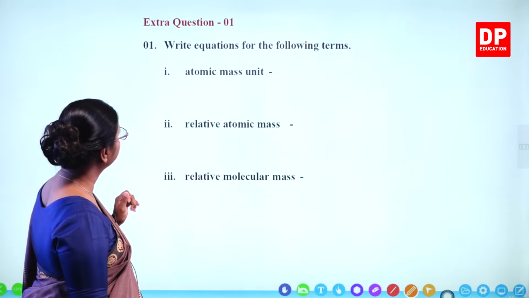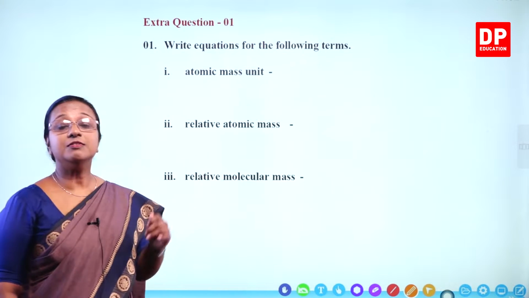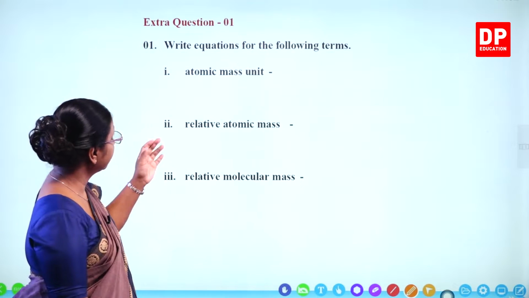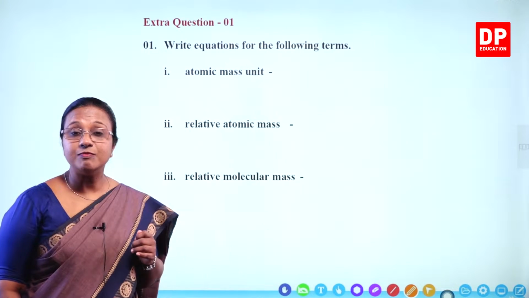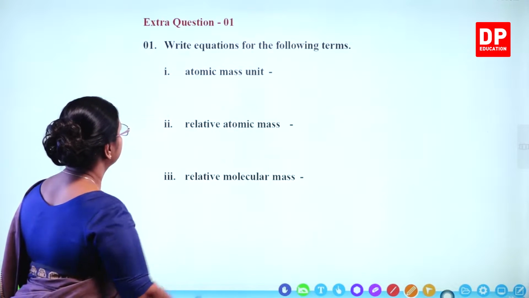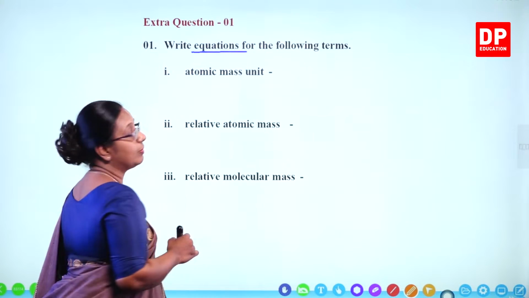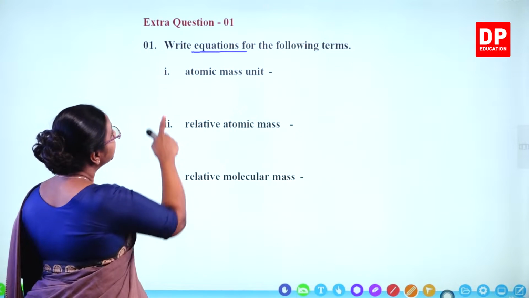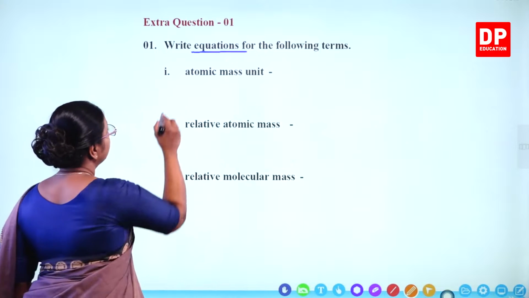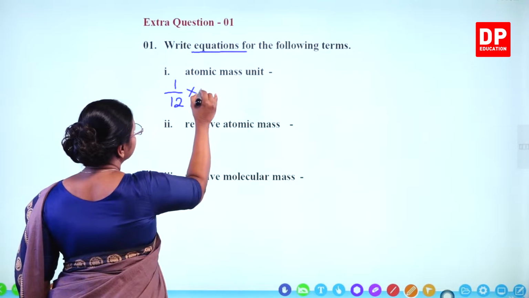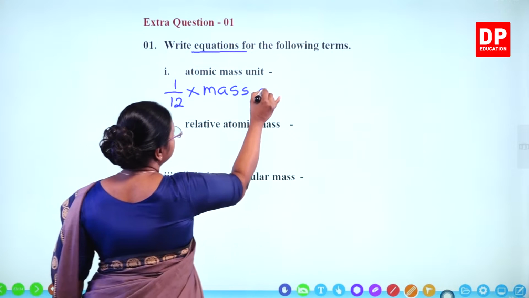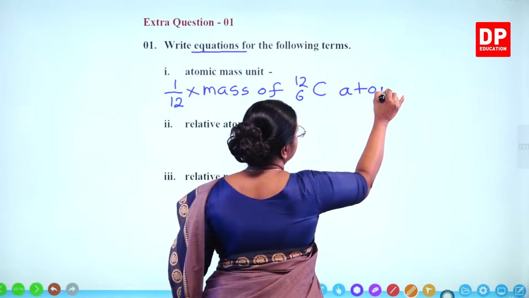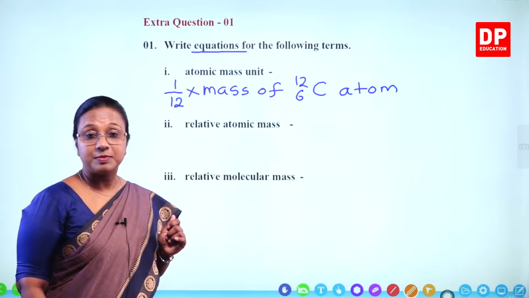Extra question 1. Write equations for the following terms. The first one, atomic mass unit, second relative atomic mass, and then relative molecular mass. Here look at the question. They want you to write equations. So no need to give the explanation, you write the equation only. What is atomic mass unit? You know, 1/12 into mass of 12,6 carbon atom. That is the equation for atomic mass unit.